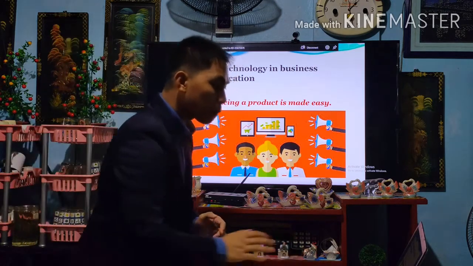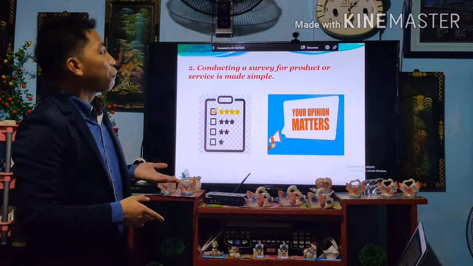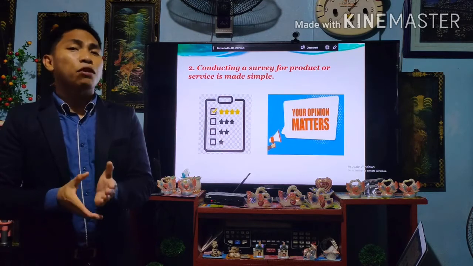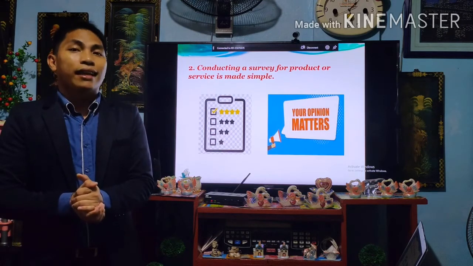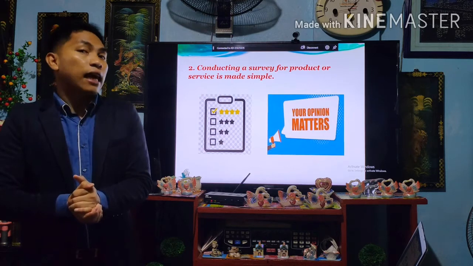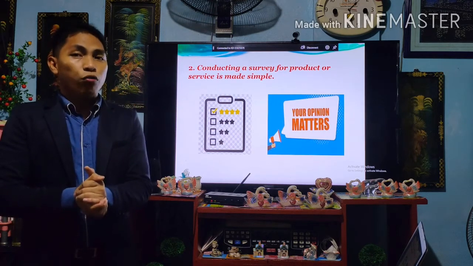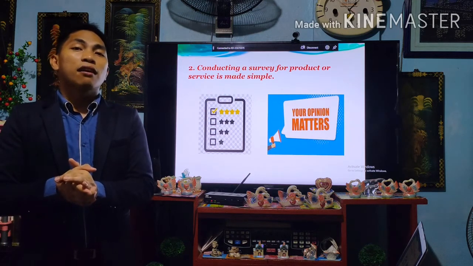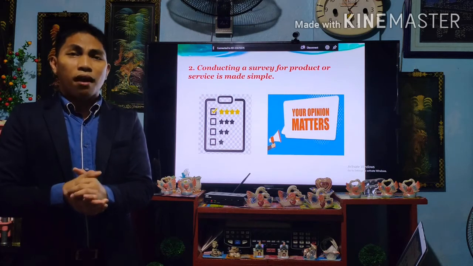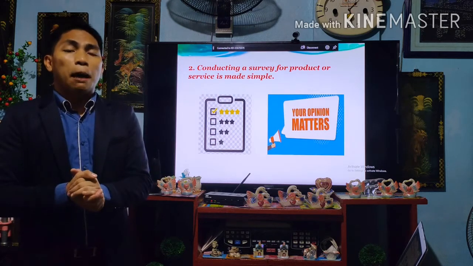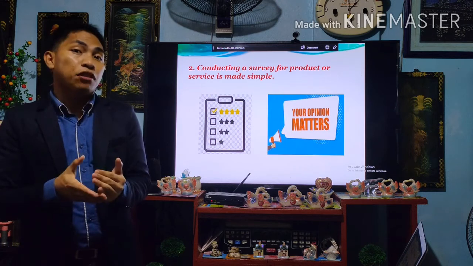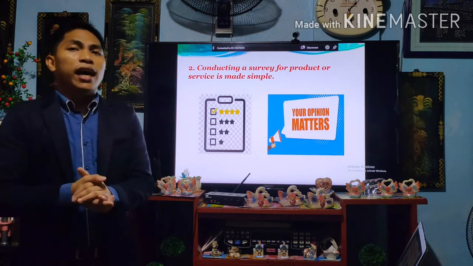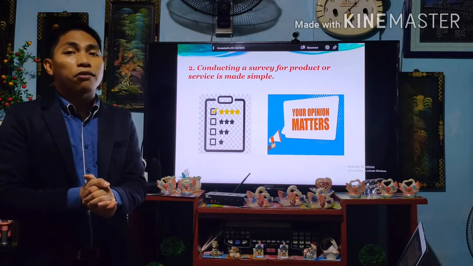Number two is conducting a survey for a product or service is made simple. Prior to the introduction of the internet, it was difficult for companies to conduct marketing research. Conducting surveys about products and services entails a lot of money for payment to magazines, which would place survey forms and offer freebies to readers who filled out and mailed those forms back to business firms. But now, it's very simple and easy. Most of the companies will tie up to famous social media platforms such as Facebook, Instagram, or WeChat, and in just a short time, you can receive voluminous amounts of data.